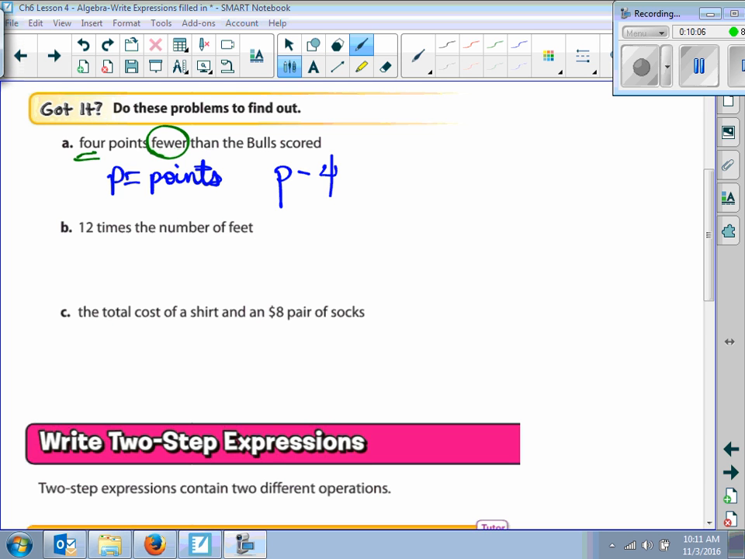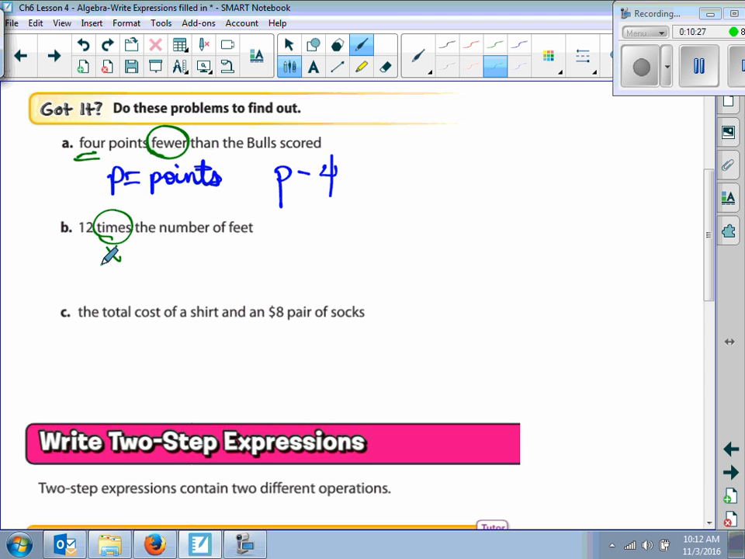The next one said 12 times the number of feet. 12 times the number of feet. So what is the word that tells us our operation? Times. Very good. And of course, times means multiply.